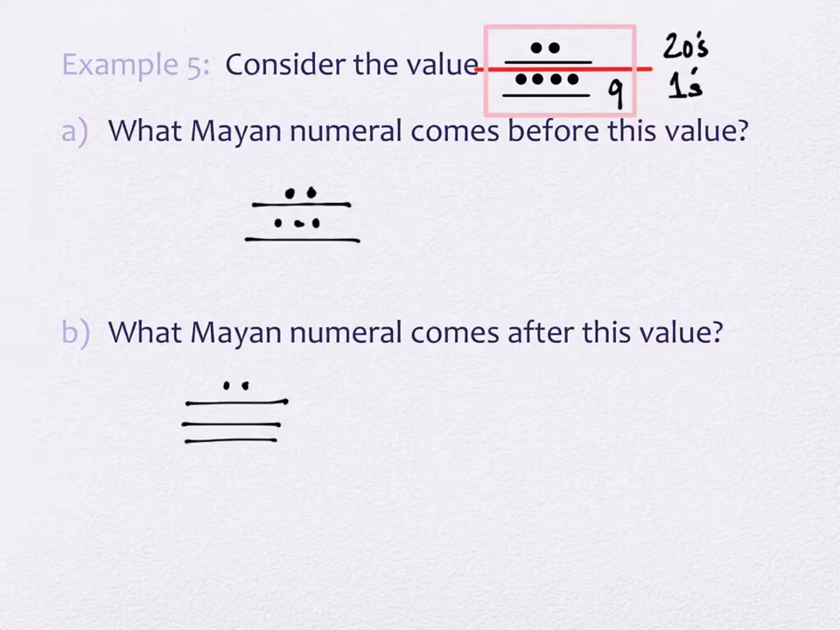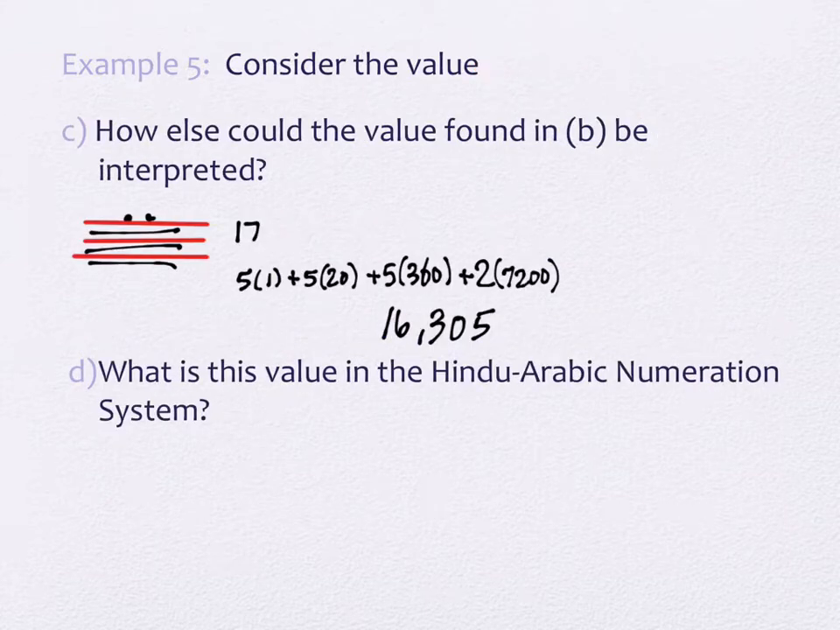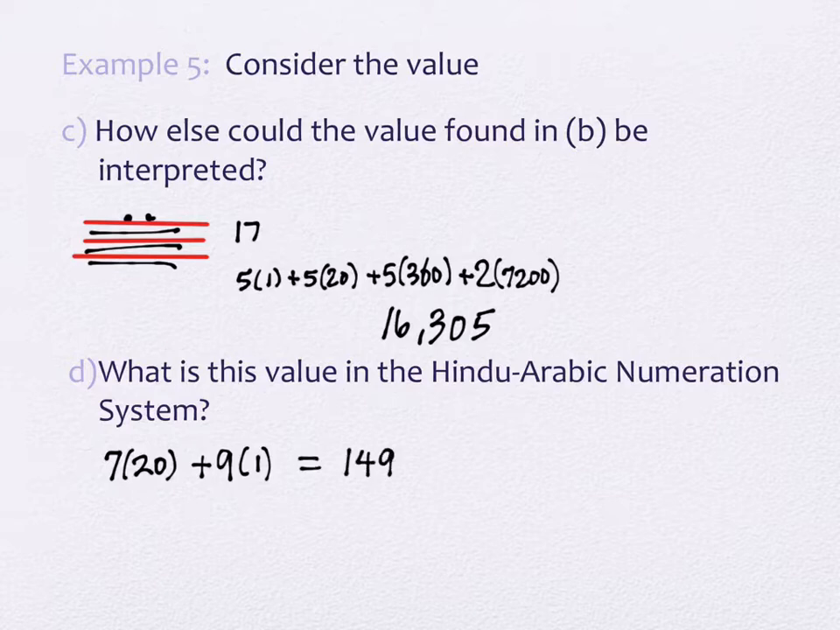There's a line that's 5, 4 dots. How many is above the red line in the second place value? 7. That one's 7. So what I actually have in this problem given to me is 7 20s and 9 1s. So I have 7 times 20 plus 9 times 1, because it's the 20s place and it's the 1s place. So which is 149. Is that the only way to interpret it? No, there's lots of ways to interpret it.